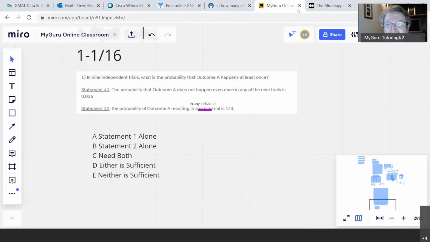Okay, let's look at each statement independently. All right, so statement number 1. The probability that outcome A does not happen even once in any of the 9 trials is 0.026. Is that going to be enough? Is that sufficient to tell us the probability of outcome A happening at least once? It is. Deepak is correct. You want to say why?